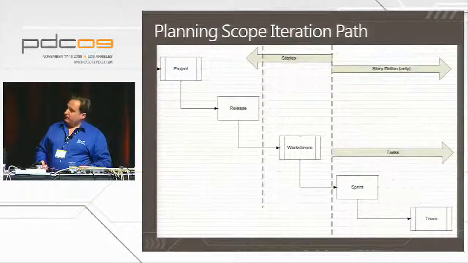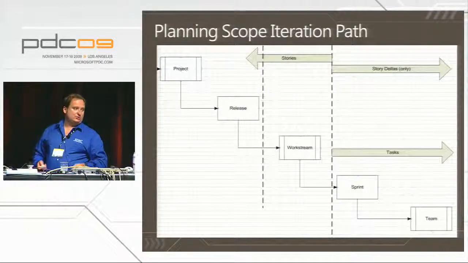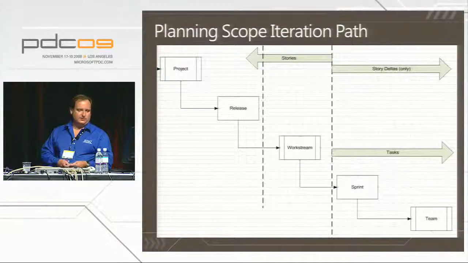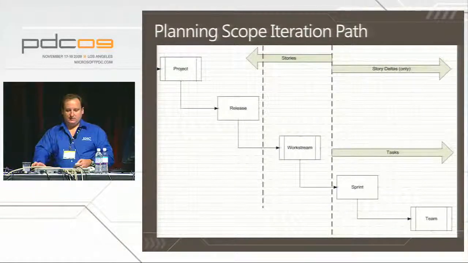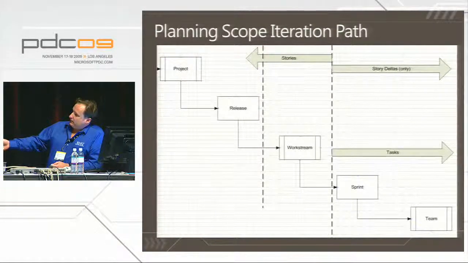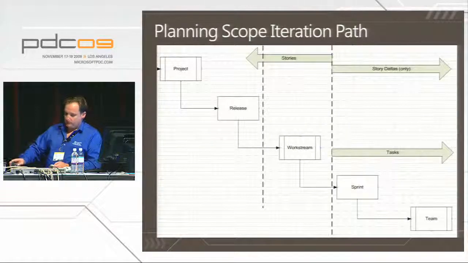So this scary thing is the structure of our iteration path in 3.0. It basically says, so this is the top of your team project collection up here with the project. Projects are made up of one or more releases that are then built by one or more work streams, and the work streams are then built by one or more sprints, and the sprints ultimately are done by one or more teams.